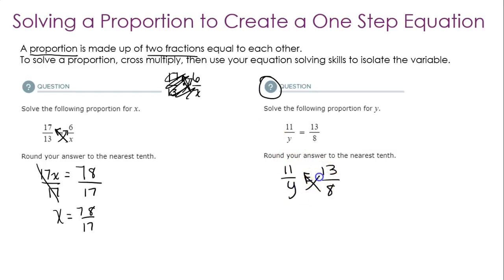You should have recognized that you had a proportion, two fractions equal to each other. Now we're going to cross multiply. 11 times 8 is 88. 13 times y is 13y. We're going to divide both sides by 13. The 13s cancel out. 88 over 13 cannot be reduced or simplified, so we're going to write that as 88 over 13 equals y. If that bothers you, you can always flip it around and write it as y equals 88 over 13.